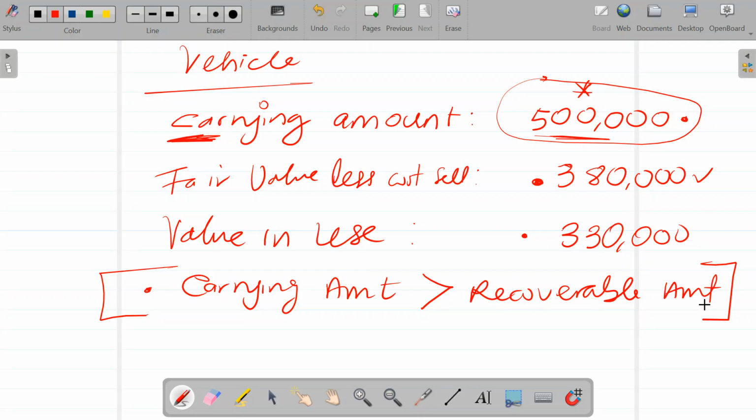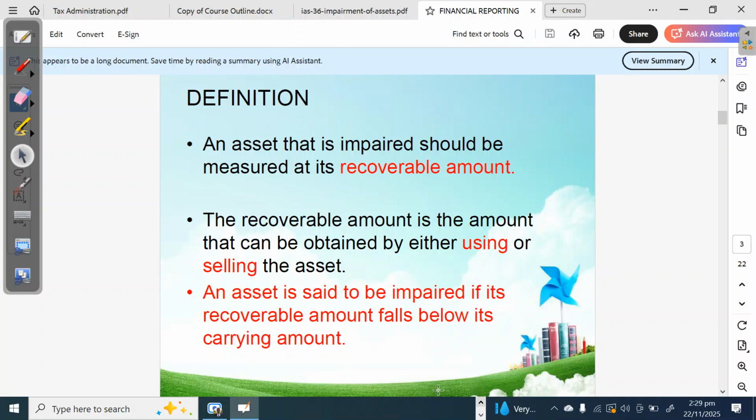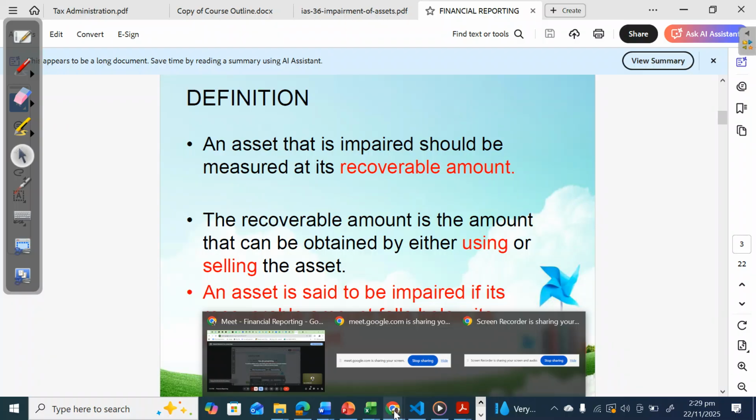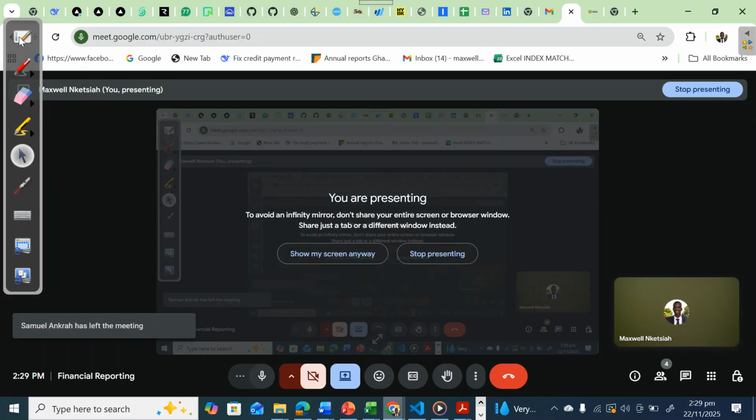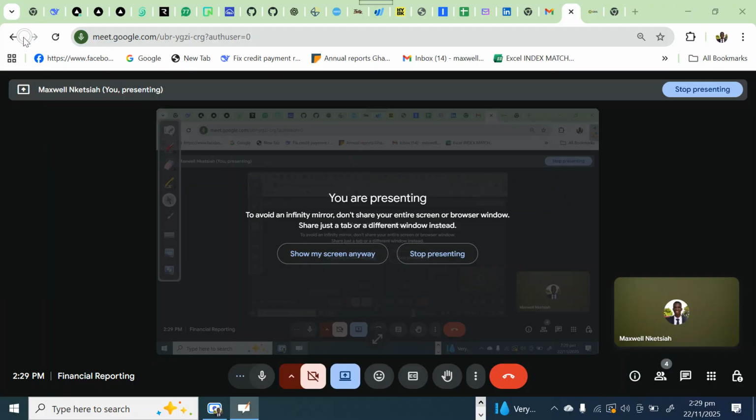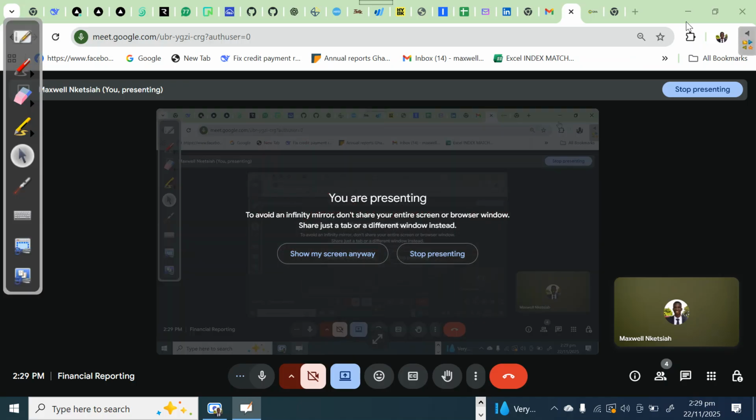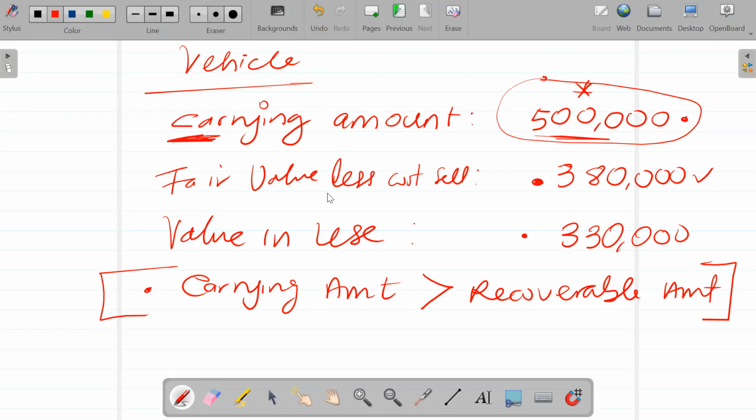So with this explanation, what do you think? Has the asset been impaired or not? Hello, can you hear me? Yeah, we can hear you. Okay, yes. So looking at this illustration, what is your view on this asset? Has it been impaired or not?